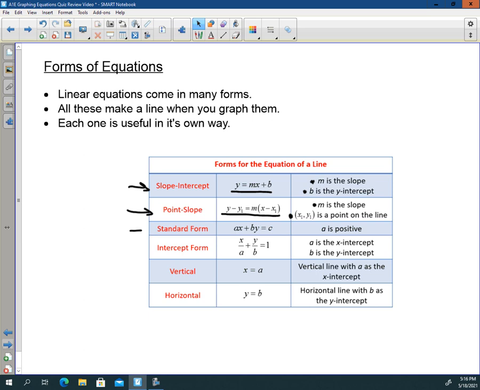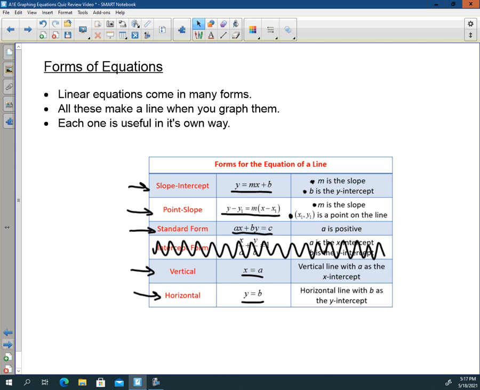And then we talk a little bit about standard form, and that looks like this here. Ax plus By equals C is what's called standard form. We didn't talk about intercept form at all. Even though it's pretty cool, we're not going to worry about it at the moment. Vertical form we talked about, and that's when you have an equation that looks like x equals a number, and then horizontal is when y equals some number. And we've talked about all five of those.